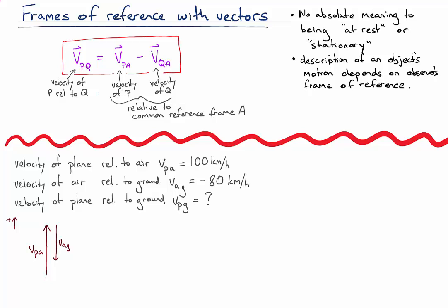So what I'll do here is say the velocity of the plane relative to the air, so the airspeed of the plane, equals the velocity of the plane relative to the ground minus the velocity of the air relative to the ground. That's just the same as that equation that we have up the top there. This is a vector equation, and we're trying to find the velocity of the plane relative to the ground. So all we need to do is rearrange this equation.